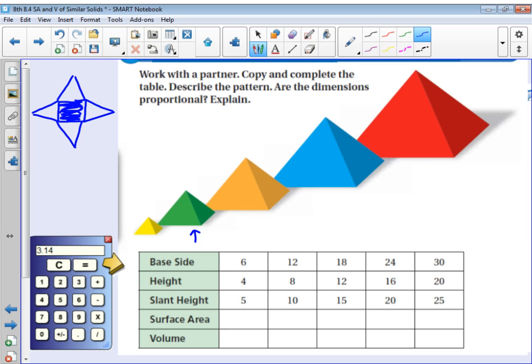So 15, 15, 15, and 15 give me 60, or I could do 15 times 4 because those triangles are all congruent to each other. And then I'm going to add 36 to that. So 60 between my triangles plus the 36, which was the base, gives me 96. So for this one, the surface area is 96.